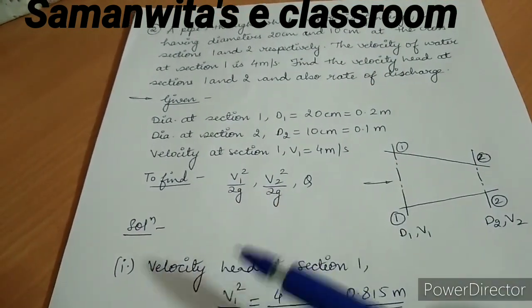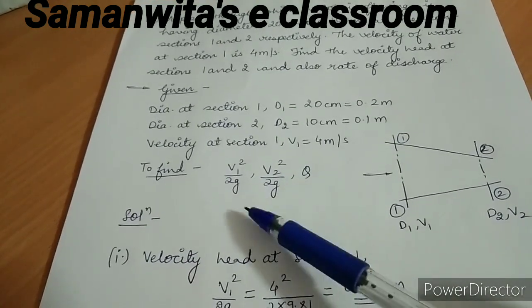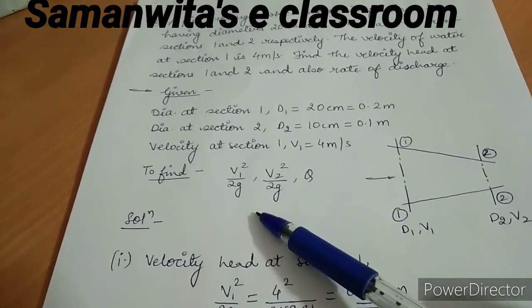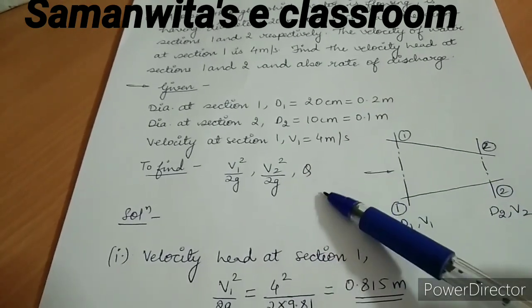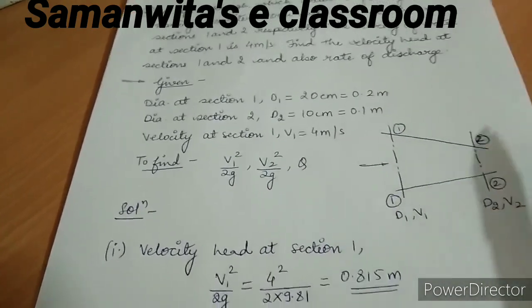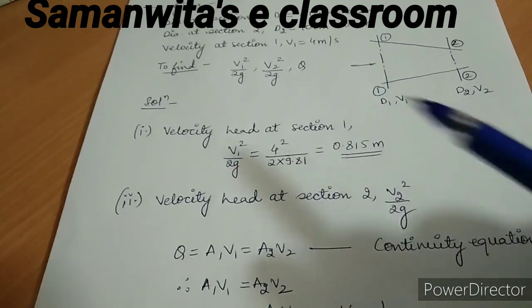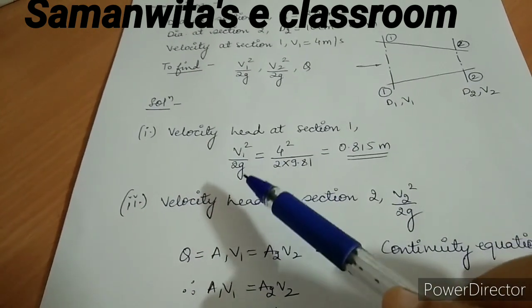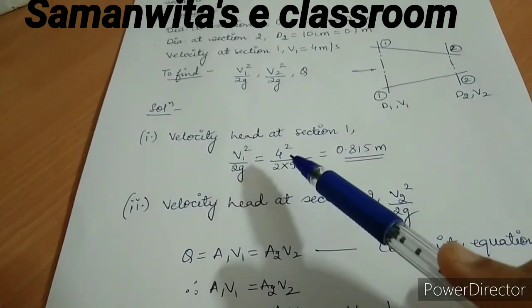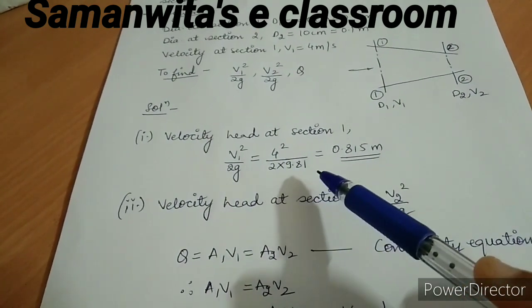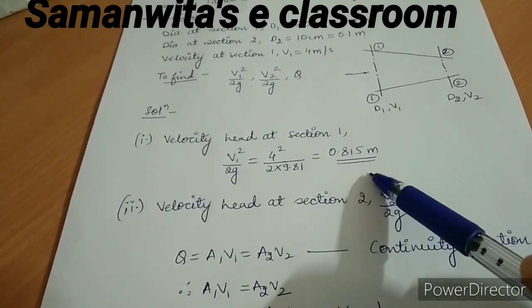So you are supposed to find the velocity head, which is v1 square upon 2g, and the velocity head at section 2 will be v2 square upon 2g. And the rate of discharge is given by capital Q. So how do we solve? For the velocity head you can directly use the formula v1 square upon 2g. V1 is given as 4 meters per second. So here I substitute 4 square upon 2 into 9.81. So I get the answer directly.